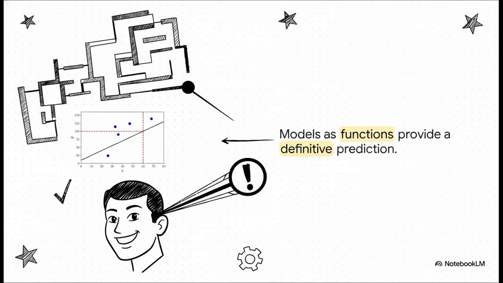So the first school of thought views models as definitive functions. In this approach, we draw a hard, uncompromising line, an affine function, straight through the data. If you're 60 years old, you just look exactly at where the 60 mark hits that black line, and bam, that is your definitive predicted salary. It gives us a straight, rigid answer based purely on a geometric calculation.